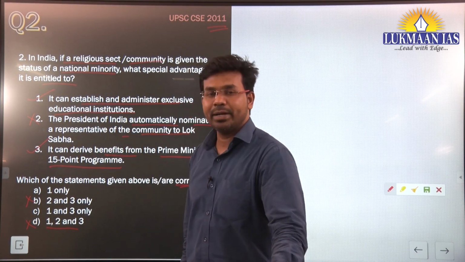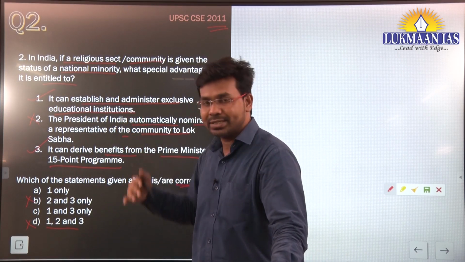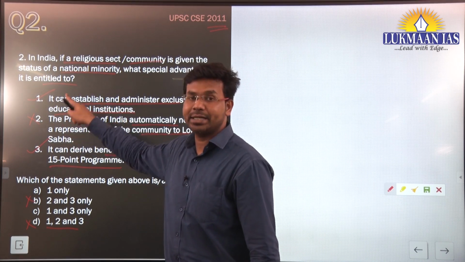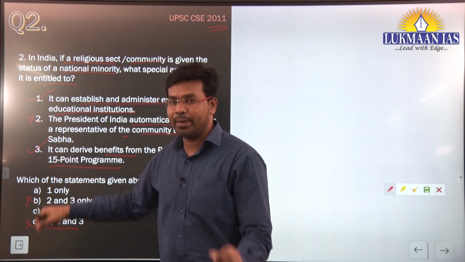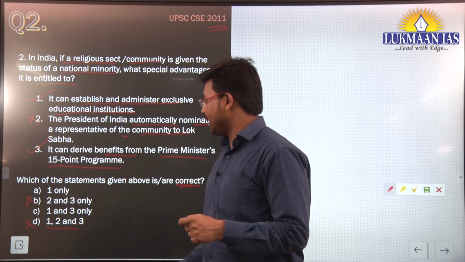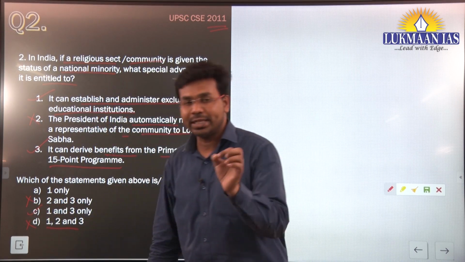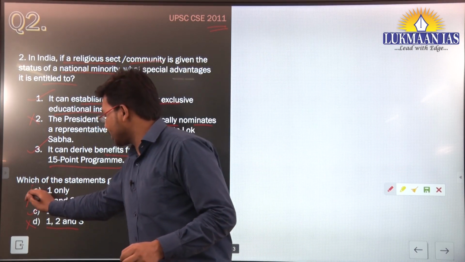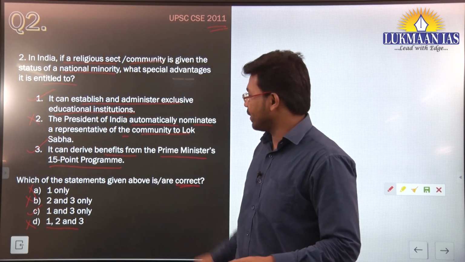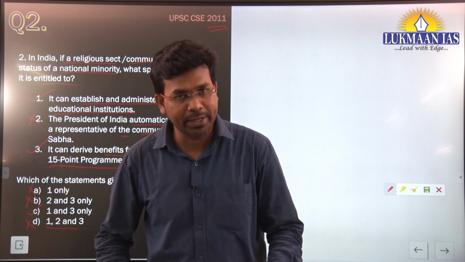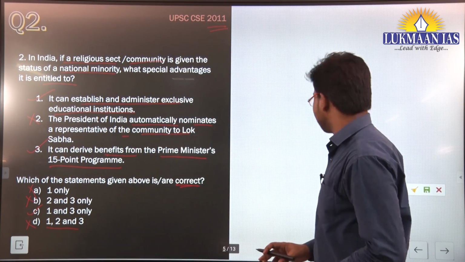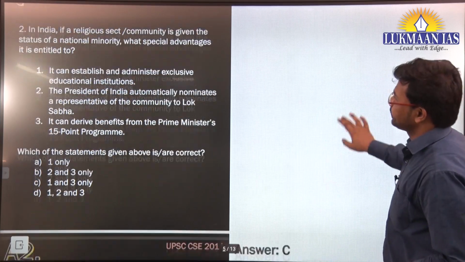There are also many people who just guessed. They knew the first statement was right and the second was incorrect, but for the third statement one had to take a calculated guess. If somebody has ticked option C, that answer is correct, and option A is incorrect, because 1 and 3 both are correct. In your free time you can search about the Prime Minister's 15-point program and learn more about it. With this, let us take the next question for the day.